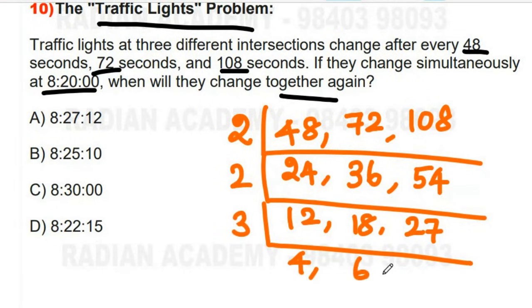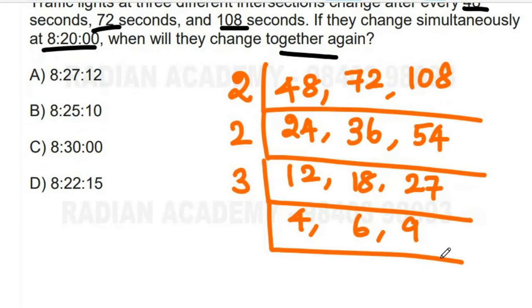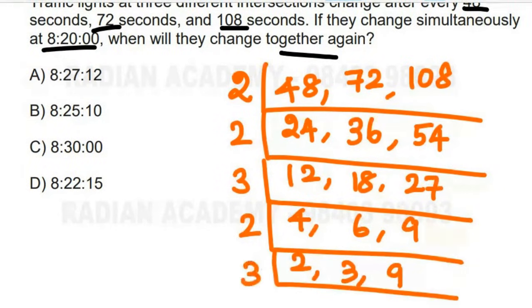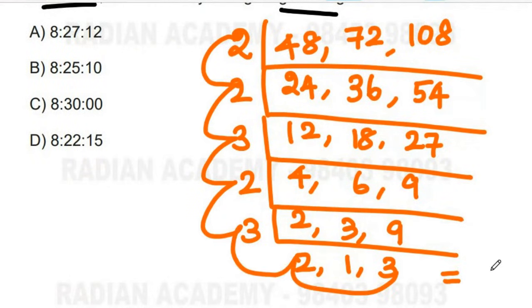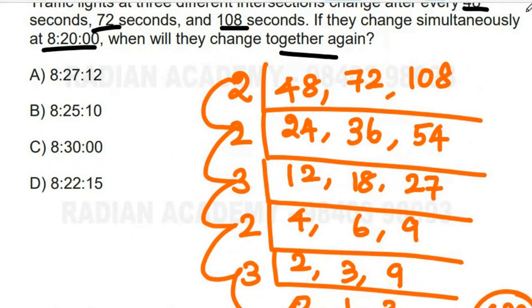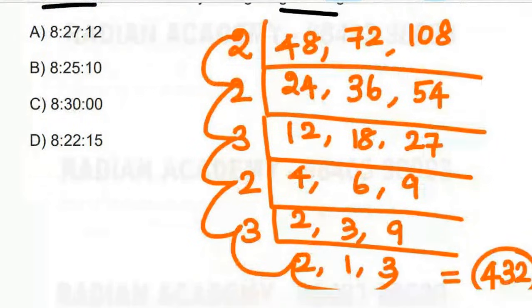4, 6, 9, 9. Next, we can go for 2. 2, 3, 9. Next, we can go for 3. 2, 1, 3. So multiply all these. What is the answer? 432. Now convert 432 into minutes and seconds.